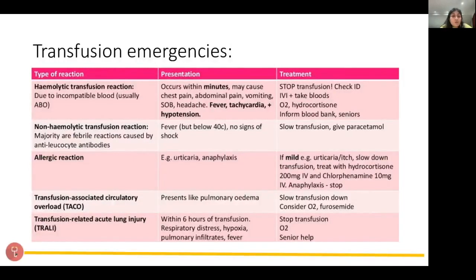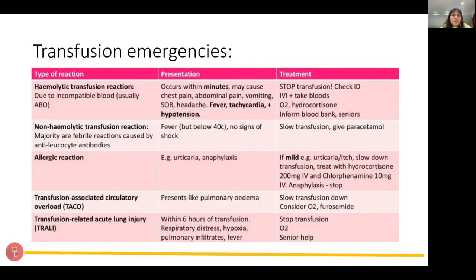And then you can also get what we call non-hemolytic transfusion reactions. So these are basically where patients do get fevers after starting a transfusion, but they won't really be hemodynamically unstable. So you won't get a low blood pressure, tachycardia, etc., or at least it won't be as severe. And they're usually caused by antibodies in the recipient's blood reacting to the blood that's being given to them. It's nowhere near as serious. We can manage it by just slowing the rate of the transfusion.